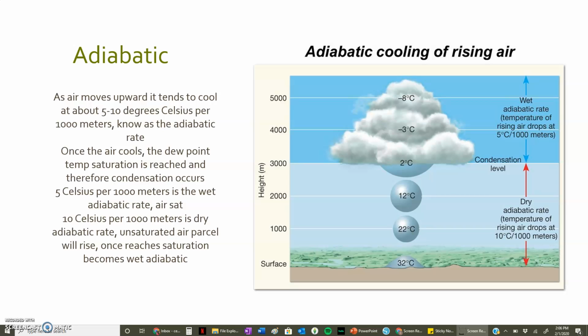10 degrees Celsius per 1,000 meters is the dry adiabatic rate. The unsaturated air parcel will rise. Once it reaches saturation, it'll become the wet adiabatic rate.